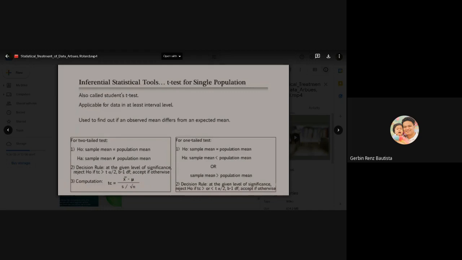and that the alternative hypothesis states that the sample mean can either be less than or greater than the population mean. And the decision rule would be, at the given level of significance, reject the null hypothesis if the t-value is greater than or less than the critical t-value based on the parameters of the decision rule.